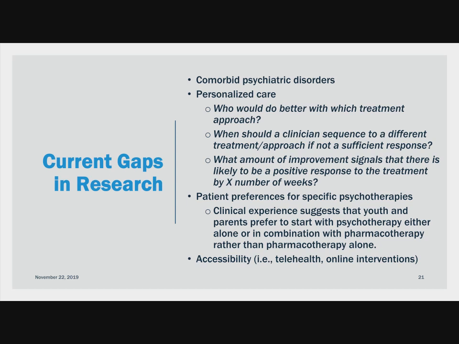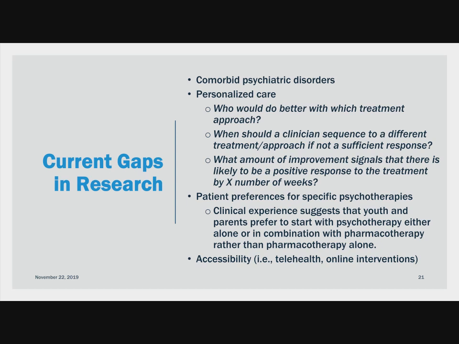Other current gaps that we've identified are that there are not enough studies with more heterogeneous populations in terms of different comorbid psychiatric disorders. Efficacy studies often, one of the defining aspects of them is that they pick homogeneous populations, so they limit the number of and types of comorbidities. So by limiting that, we don't know the impact of how these treatments work with some of our more complex patients that community providers are obviously seeing in their practices.